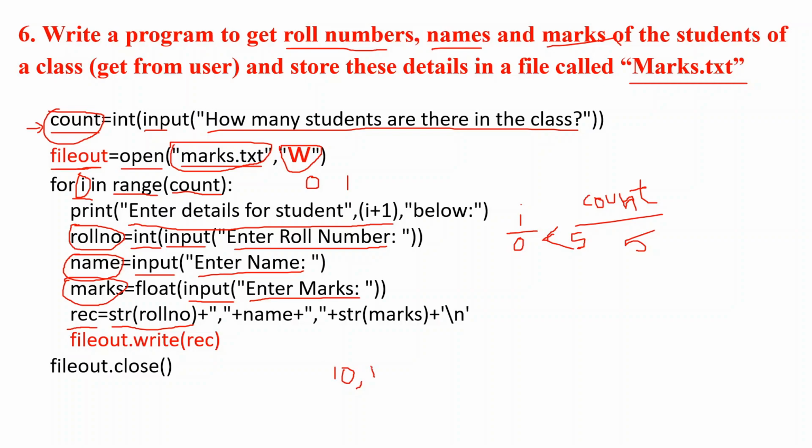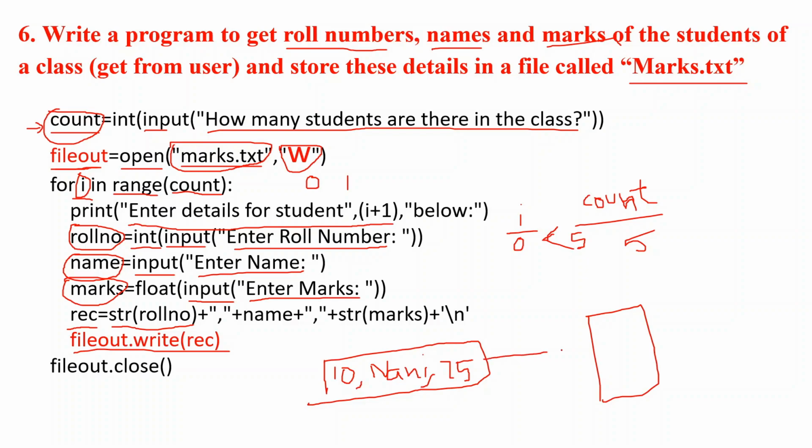Name, you have given some Nani. It will take this one. Plus comma means after that a comma will come. String of marks, 75 he got, for example. Now the record contains this, and backslash n means new line. The next data will come in the next line. Then fileout dot write record means this entire data will be written into a text file. What is the text file here? Marks dot txt. This data will be written into the text file.